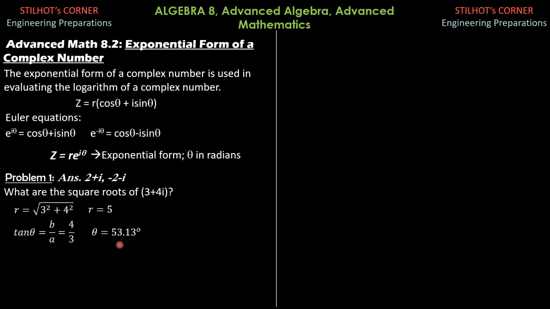And therefore, for the first root, this is the argument. For the second root, it is 360 degrees over 2, so 180 degrees plus this angle, 53.13 degrees. So we have z equals r cis theta. Square root of z, therefore, is square root of r, or r to the 1/2, then cis 1/2 of theta. So square root of z is r to the 1/2, then angle theta over 2, or 1/2 of theta.